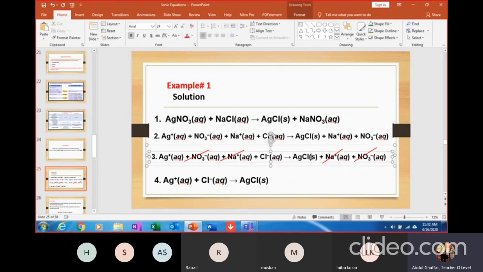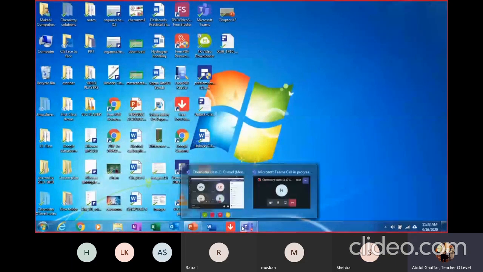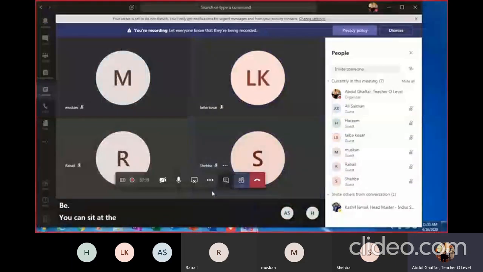And the third, Sheba, you tell what is the third step, the third rule? Sheba: Cancel the charges, like rewrite the equation. Very good. Well done. In the third step, we will cancel out the spectator ions which are the same, and then rewrite the equation. Finally, we will rewrite the equation without spectator ions. So without spectator ions, that will be the net ionic equation.